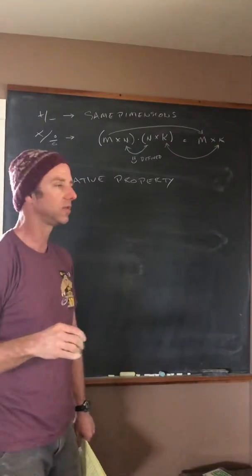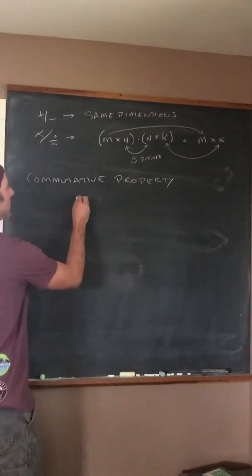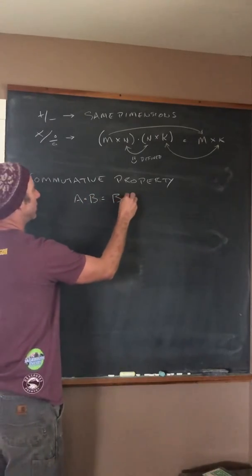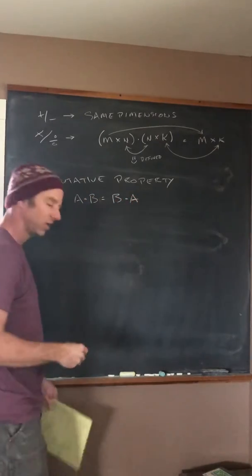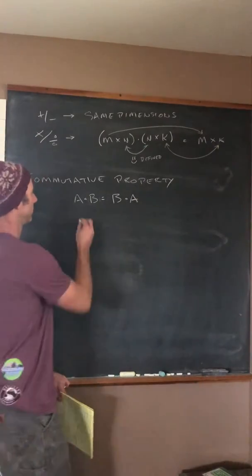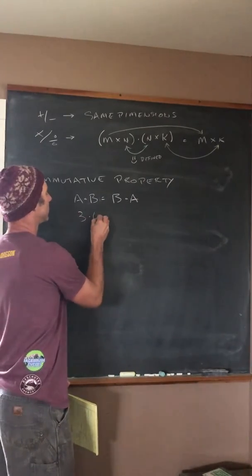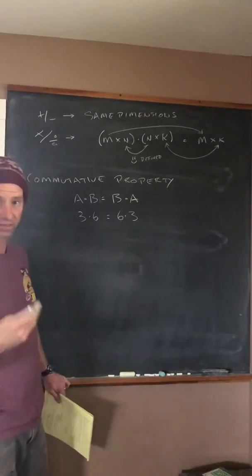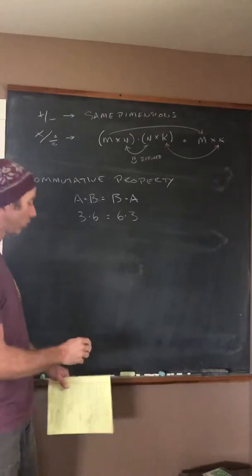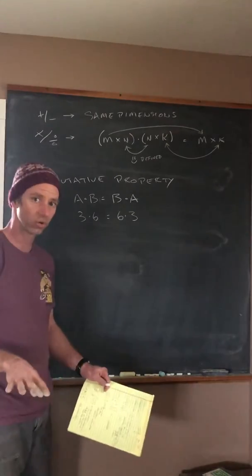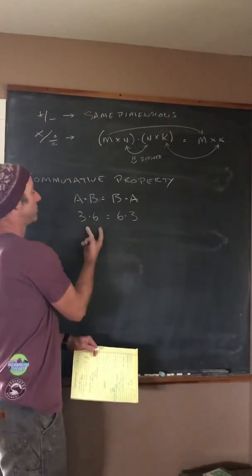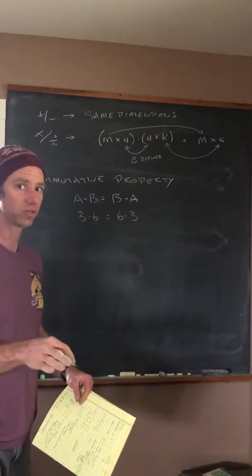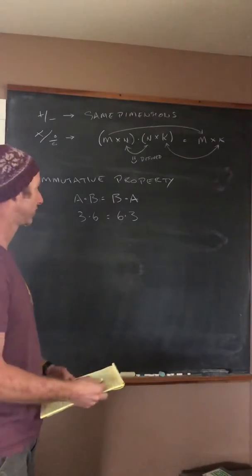For something to be commutative, that is this: A times B equals B times A. So in the normal math world, something like 3 times 6 equals 6 times 3. 18 is 18. Good to go. With traditional multiplication, it doesn't matter which way we do this. With matrix multiplication, things are different.